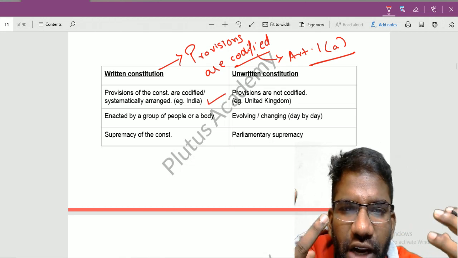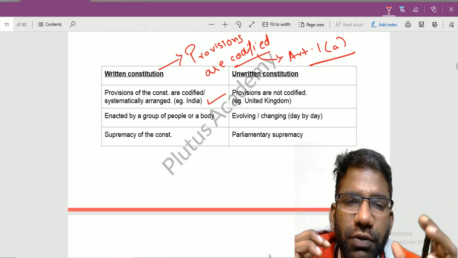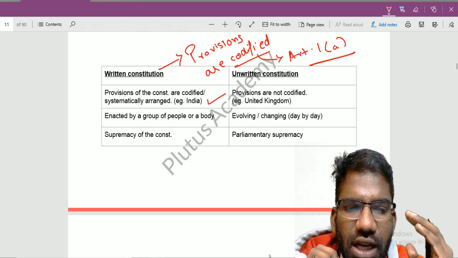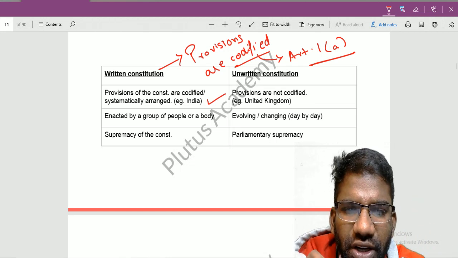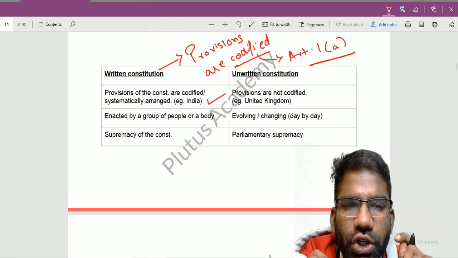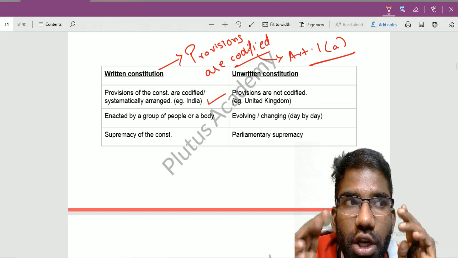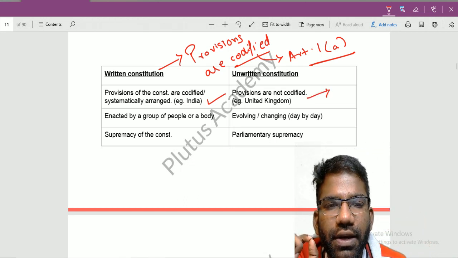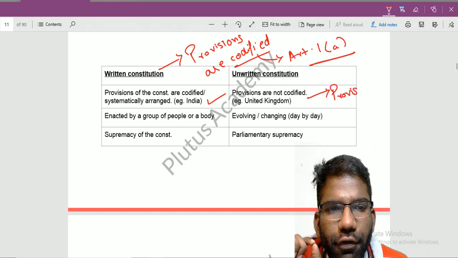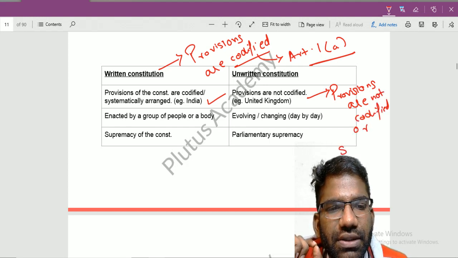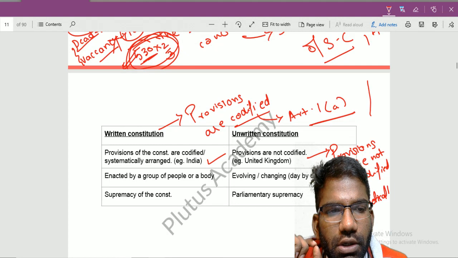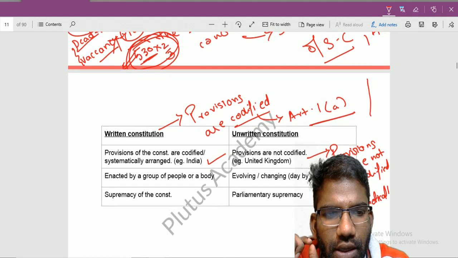Now, what is an unwritten constitution? When you hear the term unwritten constitution, the first thing that comes into your mind is that this constitution is not written. No, it is not so. The unwritten constitution is also a written constitution, but the provisions are not codified or systematically arranged.